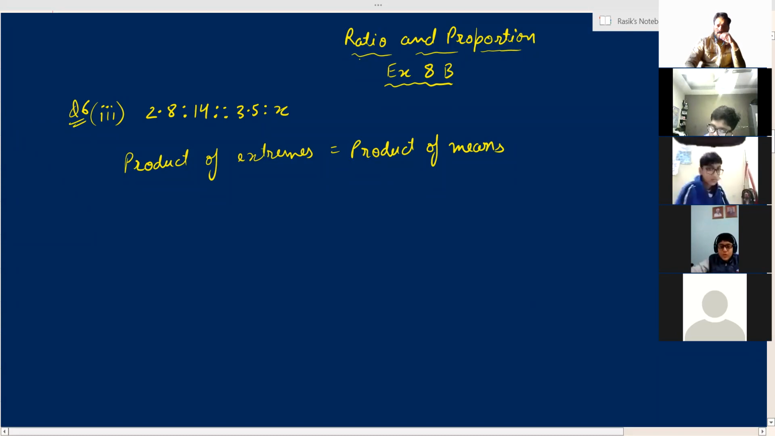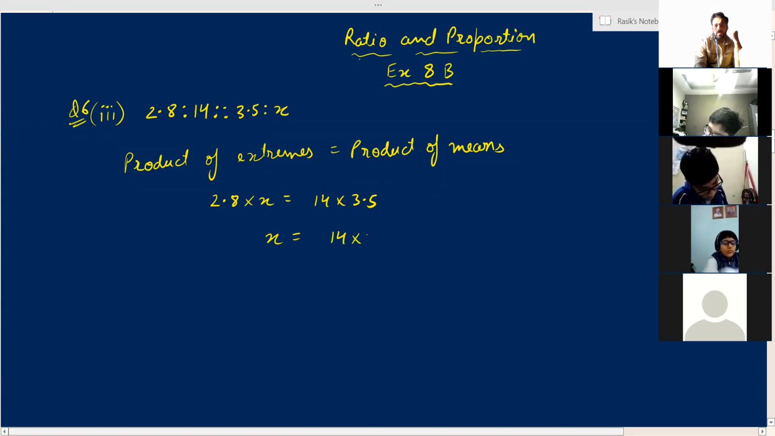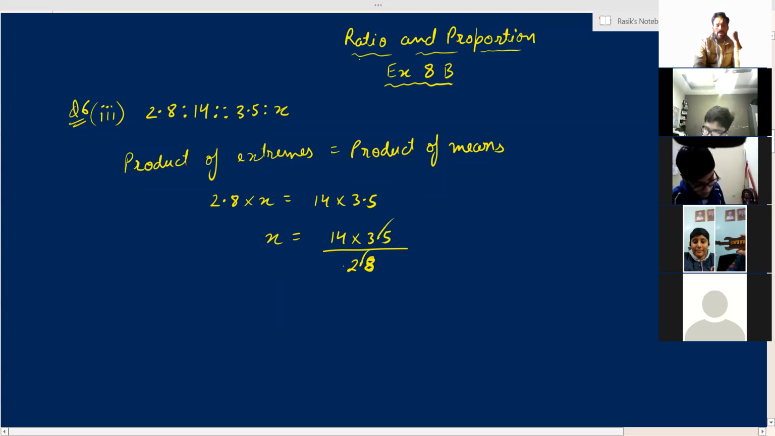First we will multiply by 10. Again, the same formula, product of extremes equal to product of means. So product of extremes 2.8 into x equals to product of means 14 into 3.5. Therefore, x equals to 14 into 3.5 upon 2.8. Can you simplify this? We can directly remove decimals from numerator and denominator, because in numerator and denominator both the decimal numbers have only one digit. So we can remove directly.